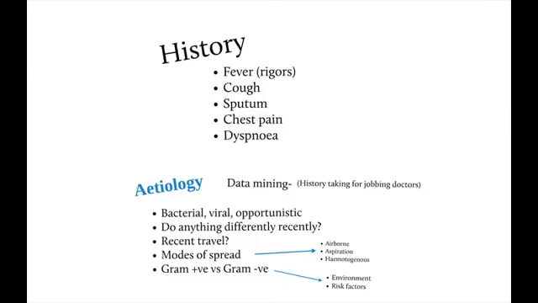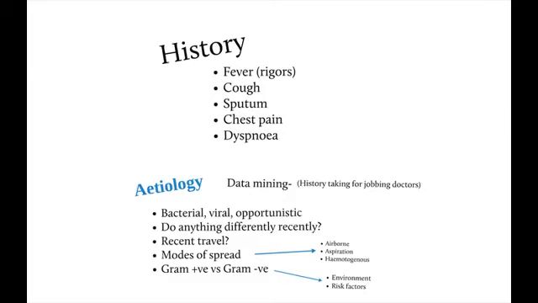Aetiology. You want to decide what organism's causing it. Is it bacterial, is it viral, or is it an opportunistic infection like fungal pneumonia in someone who's immunocompromised? Try to ask them whether they've done anything different recently. Have they done any work in the garden? Have they been on holiday to a dodgy Spanish resort, or something like that may elude you? Have they been to an area of the world where there's a different prevalence of organisms? So that's important to ask them as well.